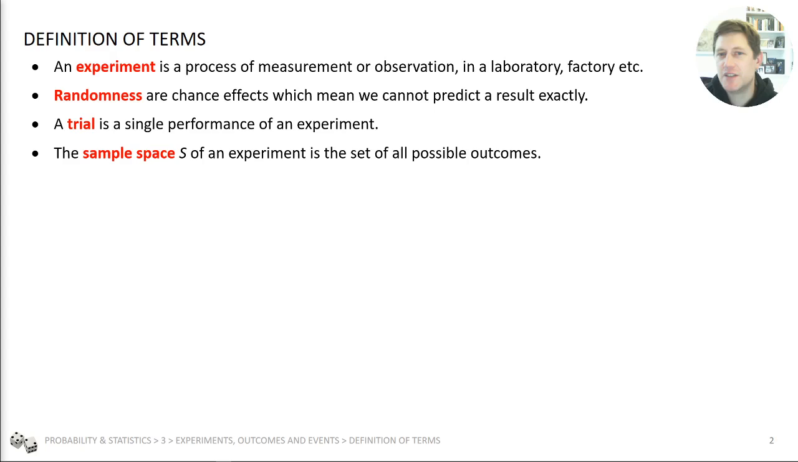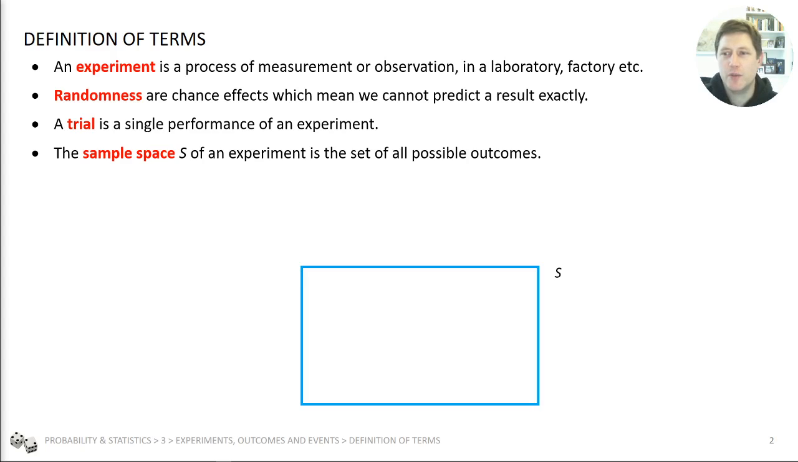The sample space, S, of an experiment, is the set of all possible outcomes. So everything that could happen from that experiment is what defines the sample space. And so we can picture that here. Other things in the world can happen that are outside the sample space, but for this particular experiment, whatever happens, it must be within here.